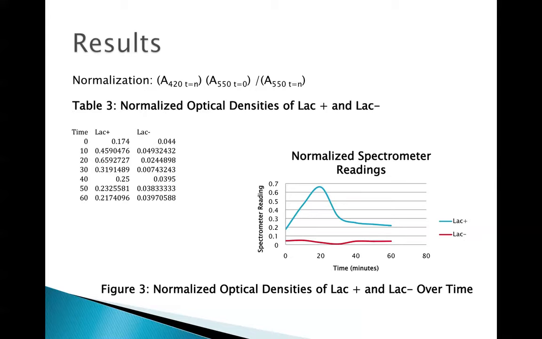So normalized data can be seen in table 3, and again it was graphed to show it easier, and again you can see that lac positive peaks at 20 minutes and then levels off, while lac minus remains relatively constant.